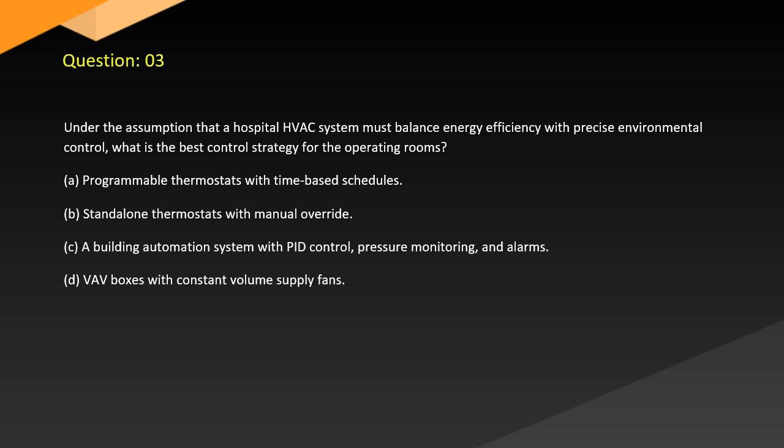Question 3. Under the assumption that a hospital HVAC system must balance energy efficiency with precise environmental control, what is the best control strategy for the operating rooms? A. Programmable thermostats with time-based schedules. B. Standalone thermostats with manual override. C. A building automation system with PID control, pressure monitoring, and alarms. D. VAV boxes with constant volume supply fans.